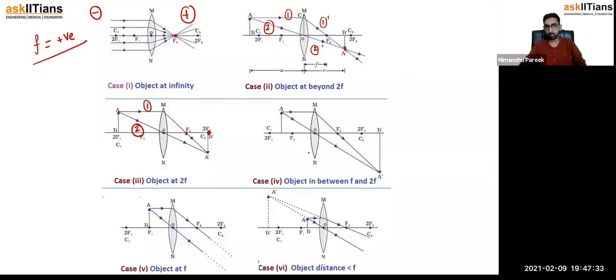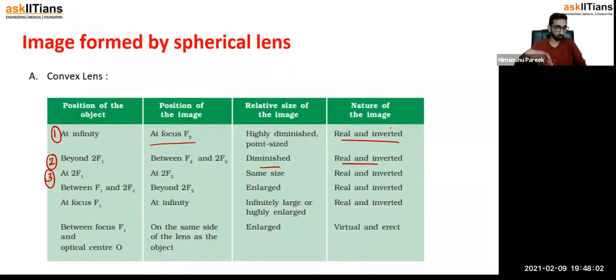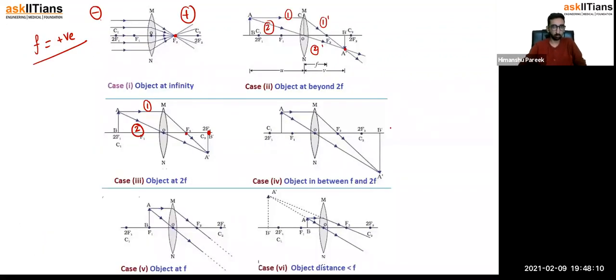Now the next one is the case when the object is kept between f and 2f on the left side. When we take the case f and 2f on the left side, the image will be formed beyond 2f. And of course, if you remember the concave mirror, because a convex lens is just like the concave mirror, when we used to keep the object between f and 2f, the image used to form away from center. So here also it is away from center, so an enlarged, real, inverted image is coming.